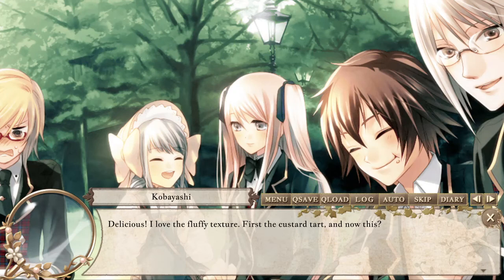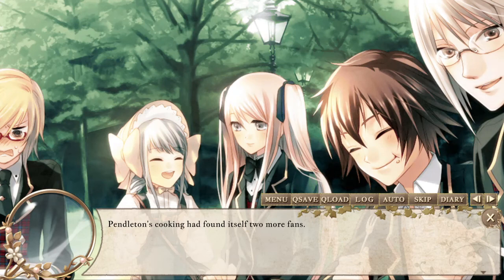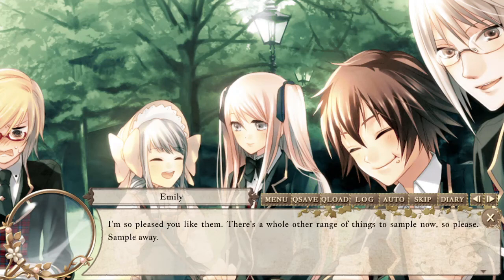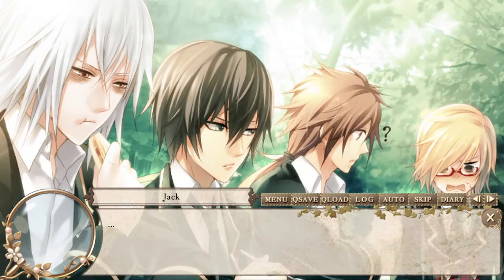First the custard tart, and now this? I agree. The seasoning is just the right strength, I might add. The accompanying sauce complements the dish nicely. Pendleton's cooking had found itself 2 more fans. I'm so pleased you like them. There's a whole other range of things to sample now, so please, sample away. I would love to, but there's a mountain of food. It's disrespectful not to eat all you've been offered.